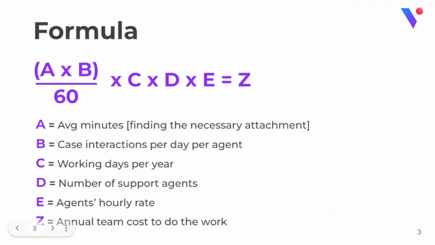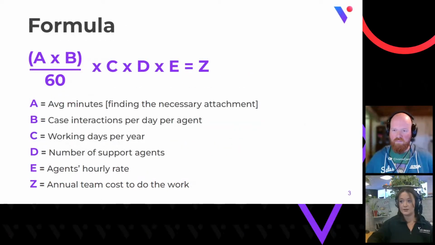So what we have here is, now that we have that timestamp, we can look at the impact analysis formula. With this particular formula, we're trying to solve for Z, which is how much money annually you're spending to have your support agents walk through this process of finding files. So Sean, do you want to walk us through a little bit of the impact analysis formula?